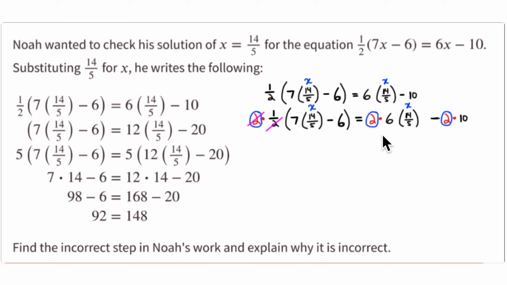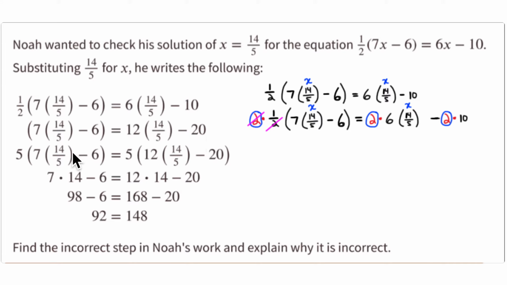And he remembers that he has to multiply every term by 2. So 2 times 6 is 12, so that's this 12 right here. And 2 times 10 is 20, so that's this 20 right here. And these 2's cancel, so you're left with a whole group. 7 times 14/5 minus 6 equals, and then 2 times this term minus 2 times this term, this 10. So he does that calculation, ends up here. So this is okay, this is correct.